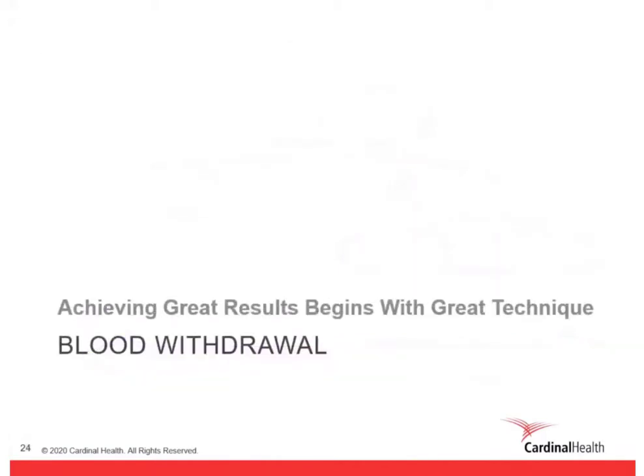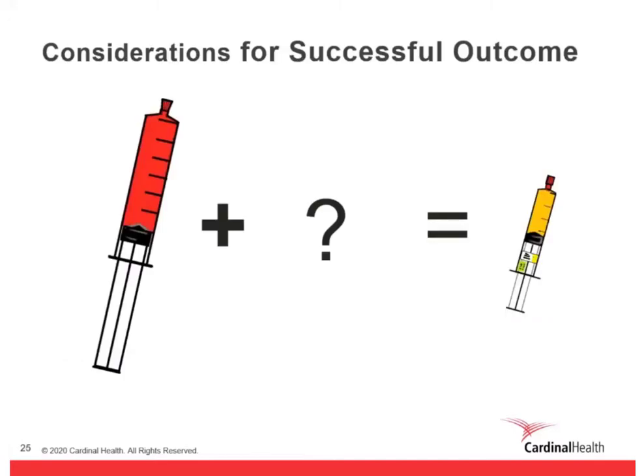All right, so now that we've discussed some of the physiology and our imaging agents, let's actually talk about the process of the blood withdrawal. We always say that achieving great results begins with great technique. So what are the things that we really need to consider for a successful labeling of white blood cells? What things can impact our end results?